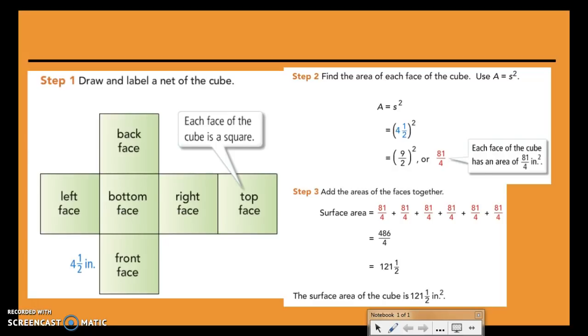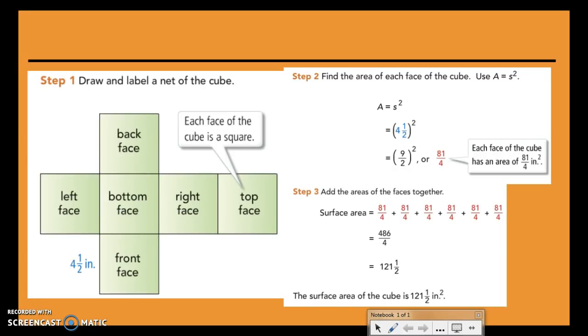Well, we know when we have a square, it tells us that we're going to be multiplying the same number more than one time, or twice. So 9/2 times 9/2 gives us 81/4.